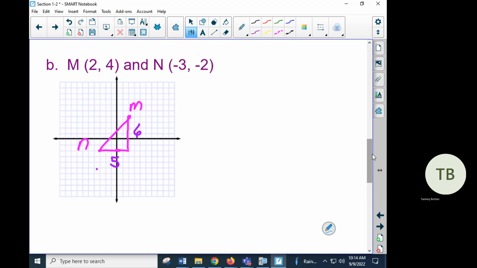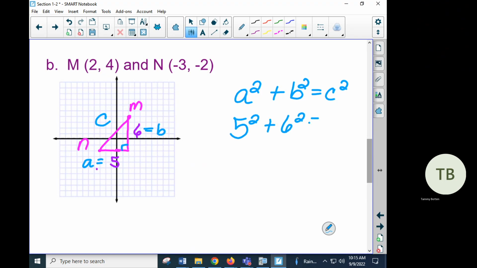So then we would write down a squared plus b squared equals c squared. Now, my c is across from this right angle. So this is c, and remember a and b don't matter. So we can say a equals and b equals. Okay, so a is 5, and I'm going to square that. B is 6, and I'm going to square that, and it equals c squared. Okay, now 5 squared is 25, 6 squared is 36, and it equals c squared. 25 plus 36 is 61.